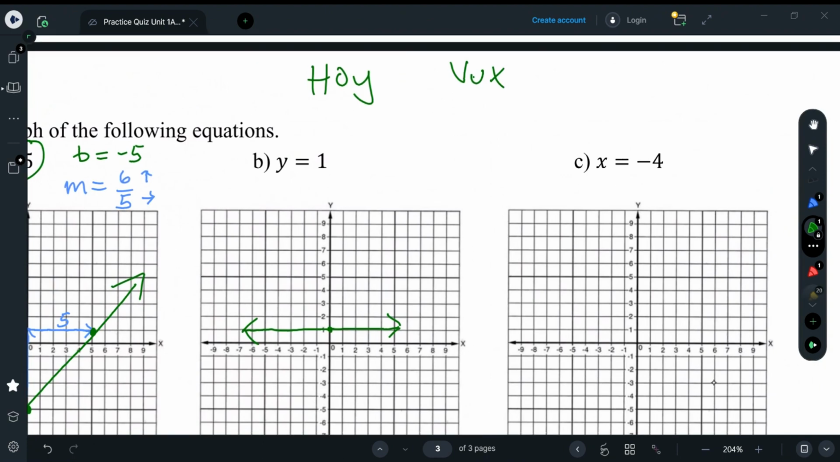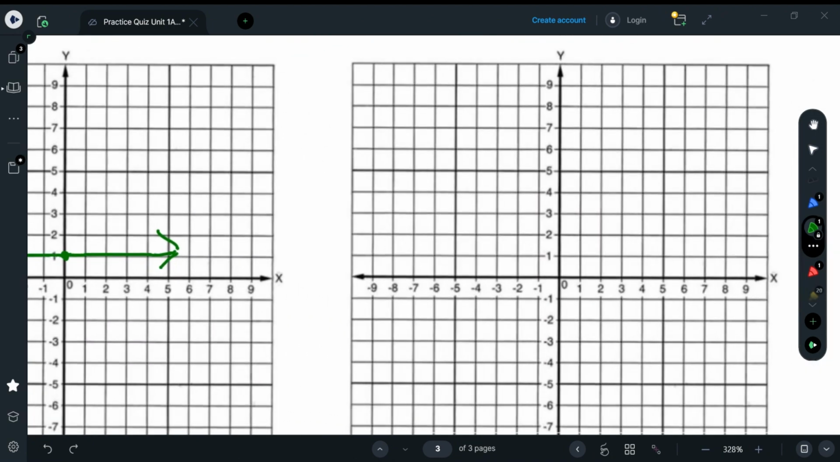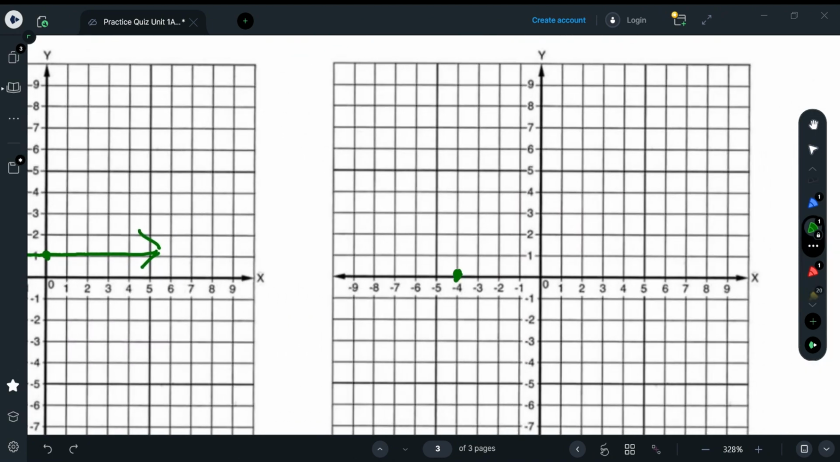Okay, over here, this equation, x equals a number. VUX is the one with x equals a number, and V stands for vertical. This is going to be a vertical line going through the x-axis at -4. Okay, let's see here. On the x-axis, -4 is right here. Vertical line means it's going straight up and down. There it is.